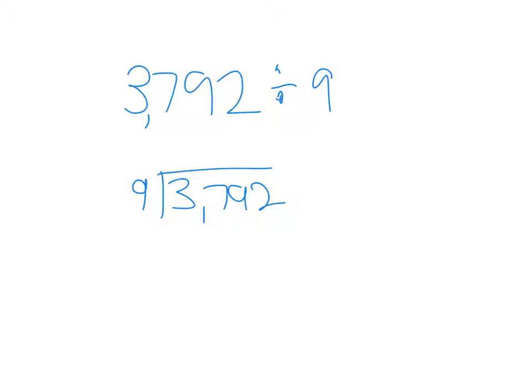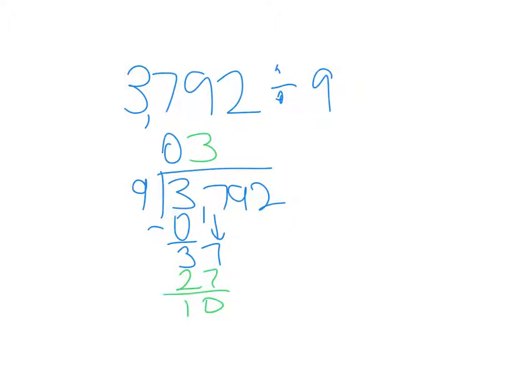So 9 goes into 3 0 times. 0 times 9 is 0. Subtract, you end up with 3. Bring down the 7. Now I'm going to try and figure out how many 9s go into 37. The answer is 4, but let's say instead I make a mistake and I think it's going to be 3. I'm going to write that in green because I know it's a mistake. 3 times 9 is 27. So now when I subtract it, I end up with 10.